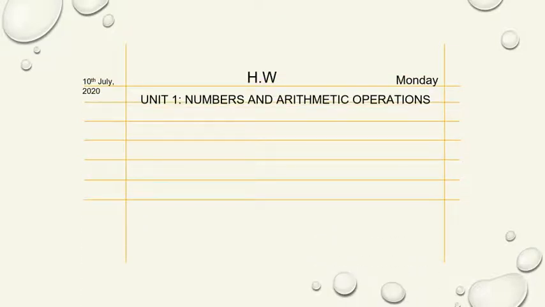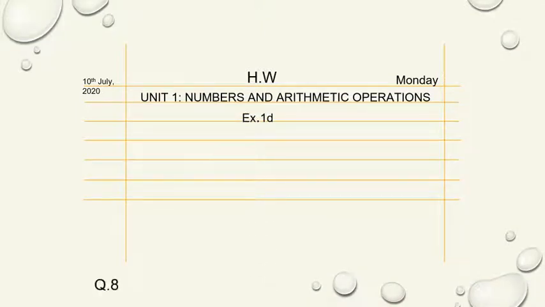Here is the pattern how you will do your homework. Write homework, date, day. Then on the very first line you will write the unit number, exercise number, and then you will write question number 8 and you will simplify the questions. So this is the pattern in which you can solve your questions. You will do your homework in this way. I hope that all of you will do your homework in a very neat and clean manner.